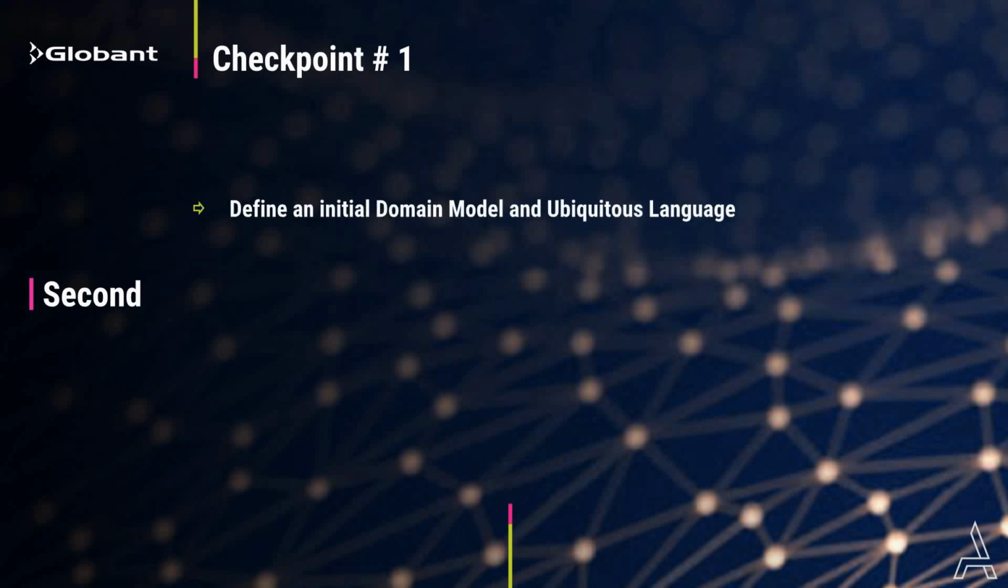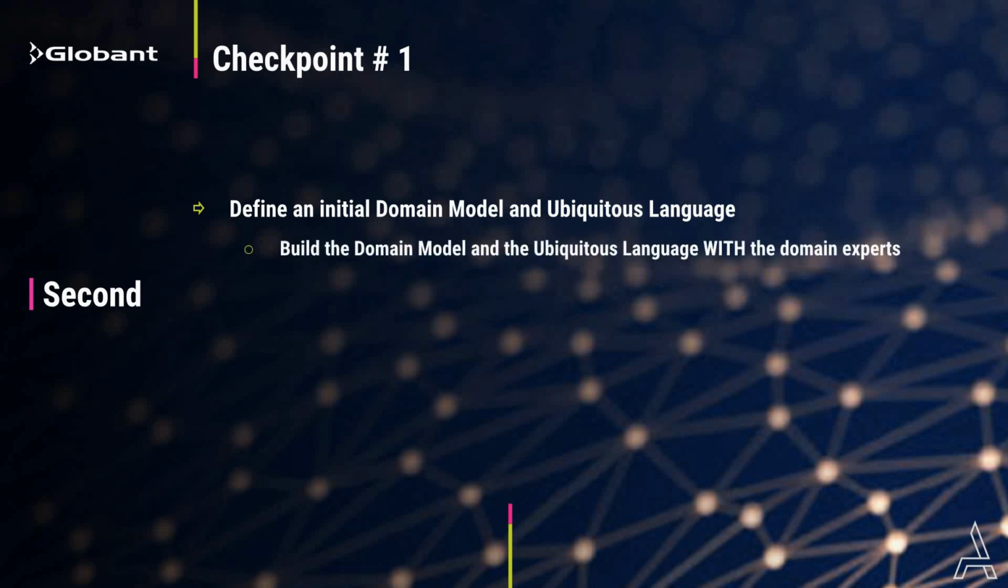This step is to analyze the domain, the requirements, and define an initial domain model and an initial ubiquitous language. Here is a short checklist to help you with this task. Build the domain model and ubiquitous language with the domain expert. This is clear. You must create those artifacts with the domain experts.